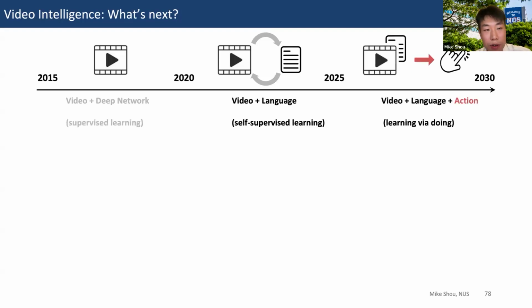If we take a bigger look at the history, from 2015 to 2020 we were mostly working on supervised learning, such as UCF and Kinetics, which came with human annotated curated labels. Then in the past 5 years, in this era of multimodal, we have been mostly working on the interplay between video and language. And the next big thing is actually about action. It's really learning while doing, which is to really interact with the environment, get feedback from the environment, and learn from it.